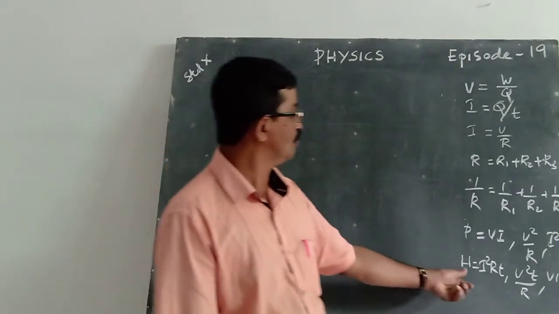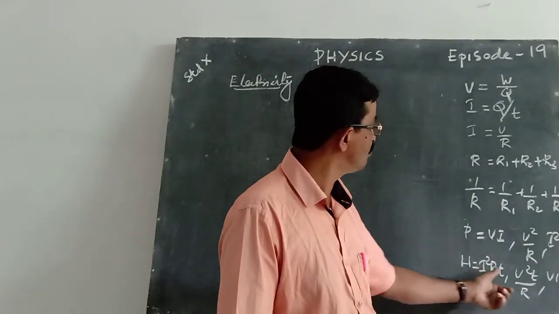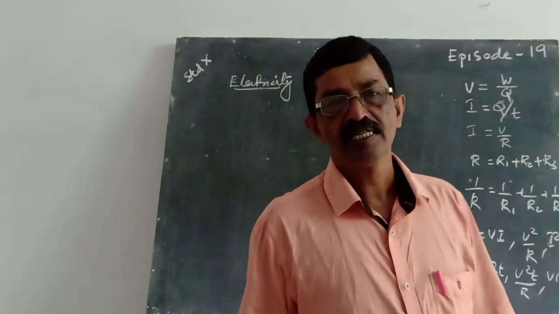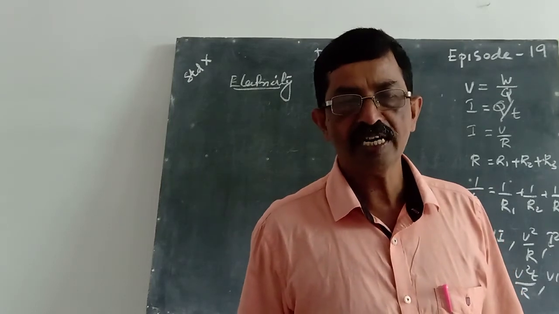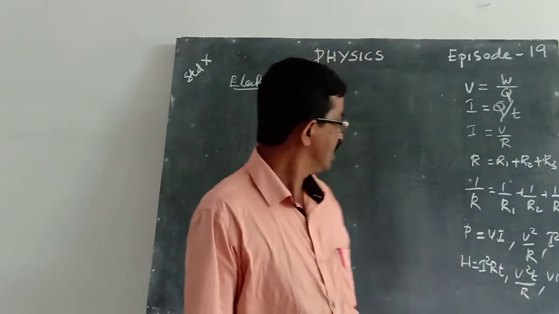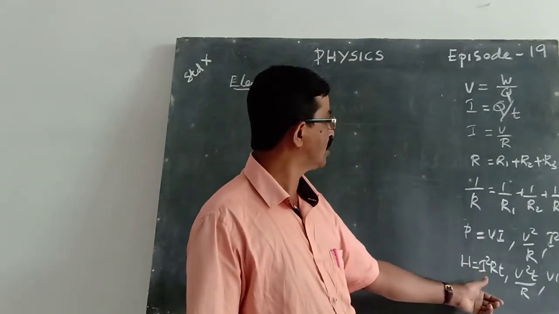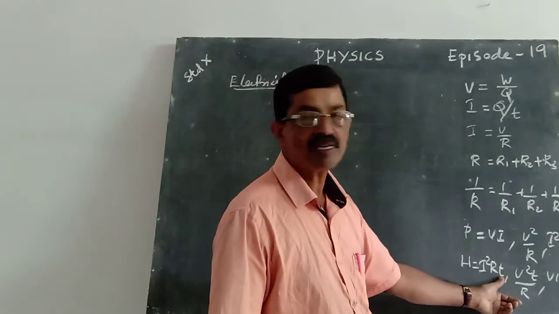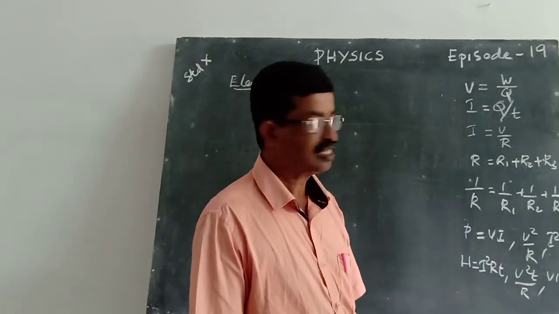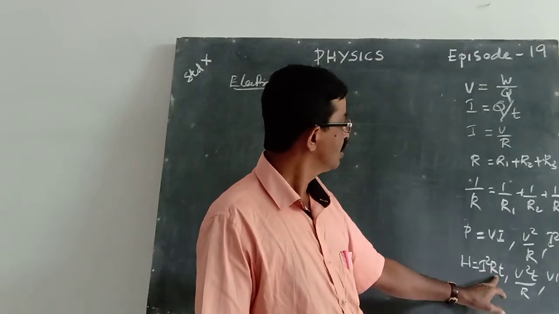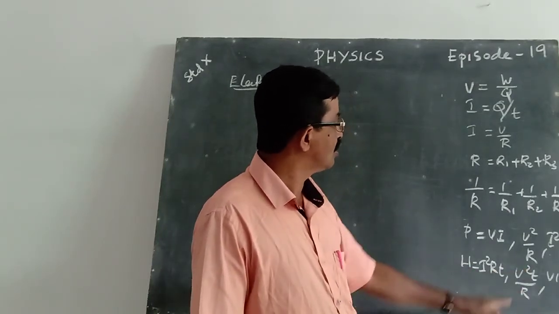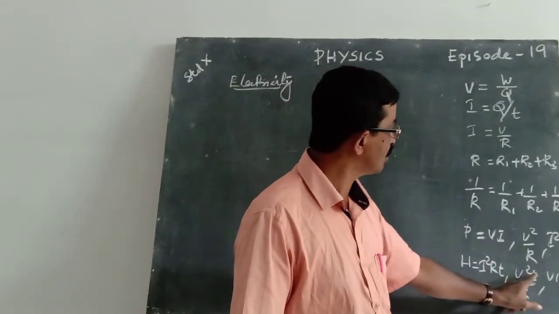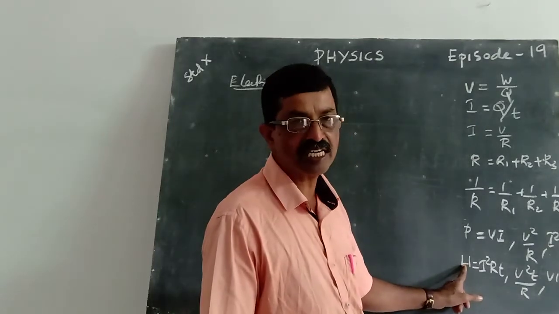Then another equation you want to remember is this one. This we got from Joule's law of heating. That means heat produced in a circuit when current flows through a resistor is equal to the product of the square of current, resistance and time in which that current flows. So it is equal to I²RT. Another equation we also got from this relation by using Ohm's law, that is V²T/R. By using this we can find out the heat produced.